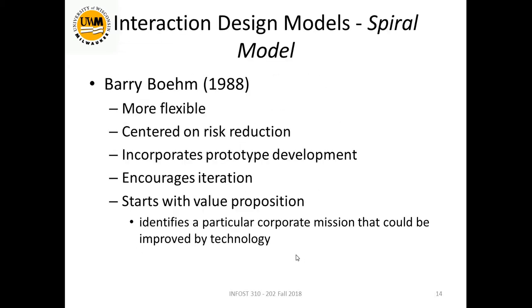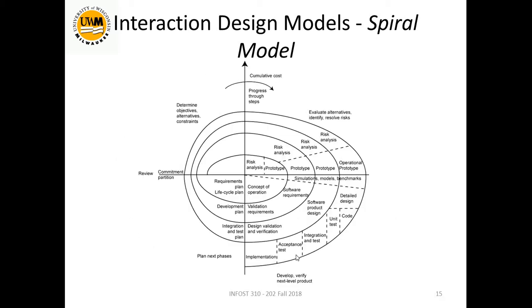The next model is the spiral model. The spiral model was developed in the late 1980s. It's more flexible. It concentrates on risk and risk reduction. It incorporates several prototype developments. It encourages iterations. Let's see how it looks.